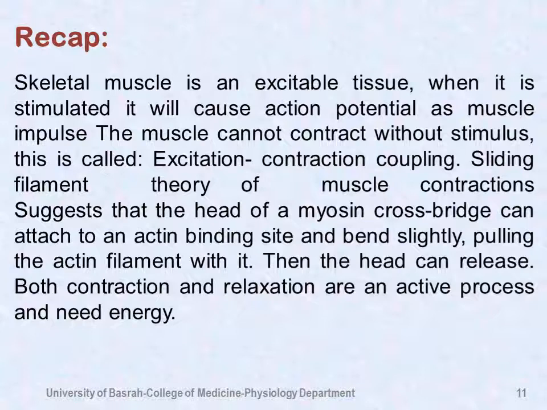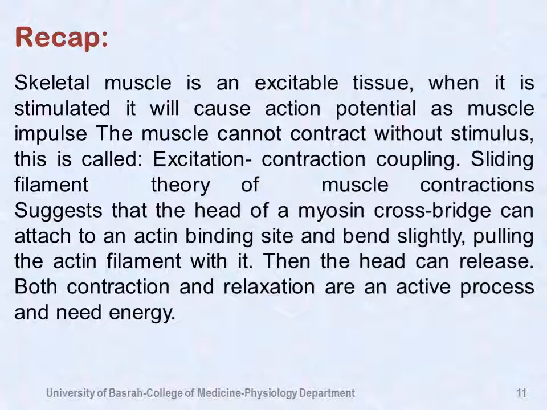Now, summary of our lecture: skeletal muscle is an excitable tissue, and when it is stimulated it will cause action potential. We call it muscle impulse. The muscle cannot contract without stimulus. We call it excitation contraction coupling.